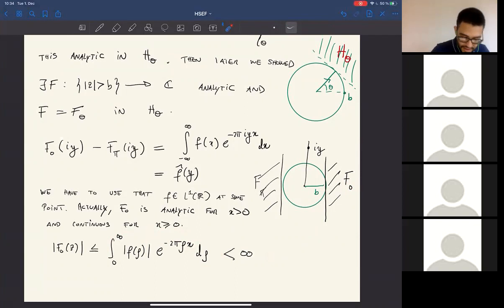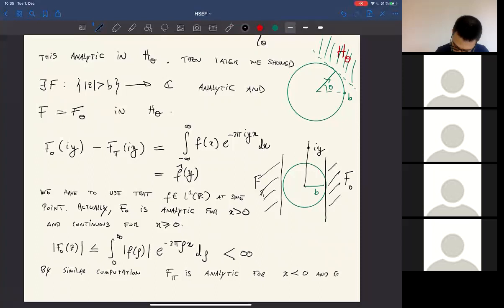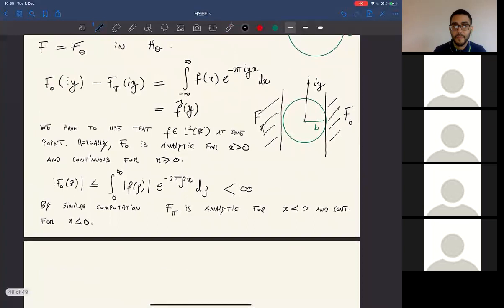And by the same computation, f pi is analytic for x less than zero and continuous for x less than or equal to zero. Excuse me? Yes. Could you repeat why it's continuous? I see the analytic part, but. Yeah, so just bounding the integral absolutely, and when I send x to zero positively from the right-hand side, this converges, okay?